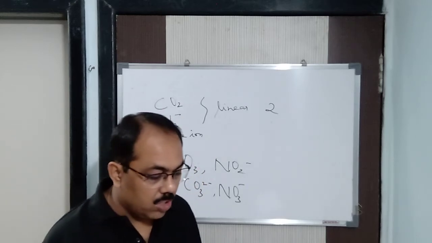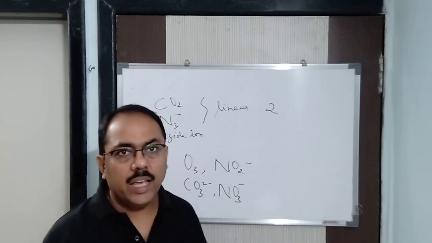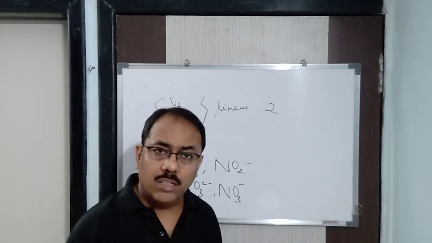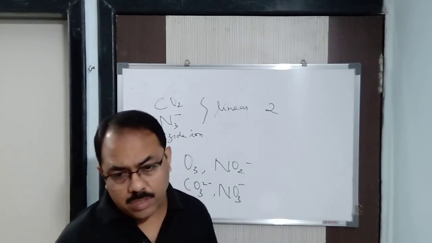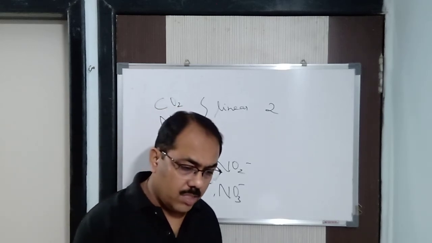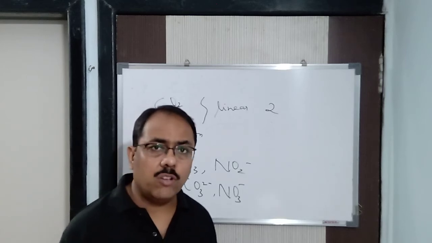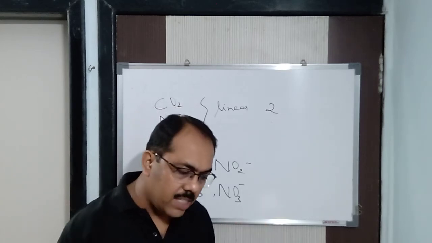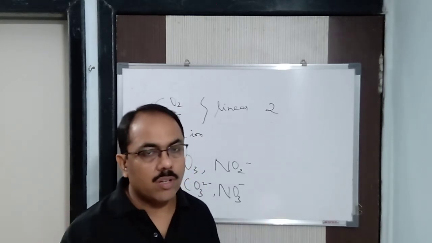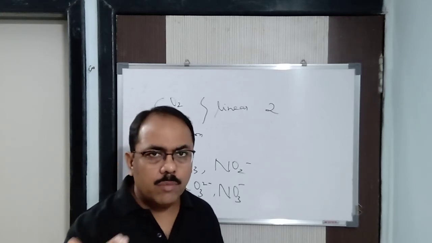Heteroatomic molecules like NO2, NO, CO, and CO3 2 minus. They are all heteroatomic molecules. In the case of heteroatomic molecules, you have to remember certain points. The points are almost similar, but you have to remember some certain things.